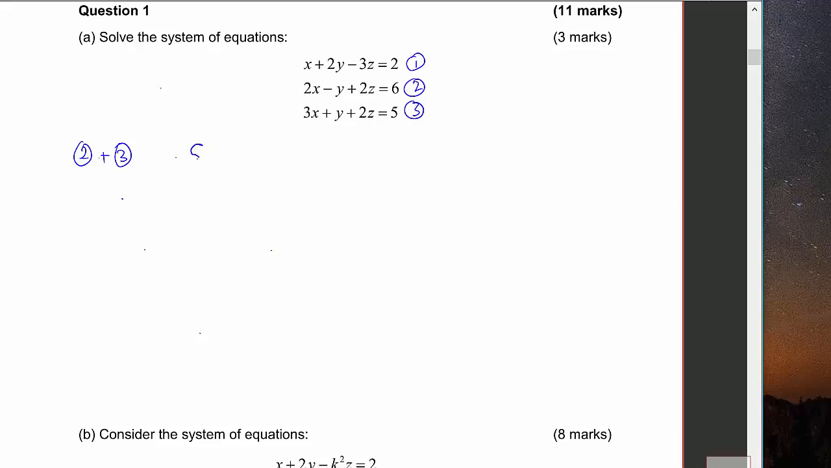And that's going to give me 5x's. The y's are going to go. I'm going to get 4z's. And I'm going to get 11. So I'm going to call that equation 4.